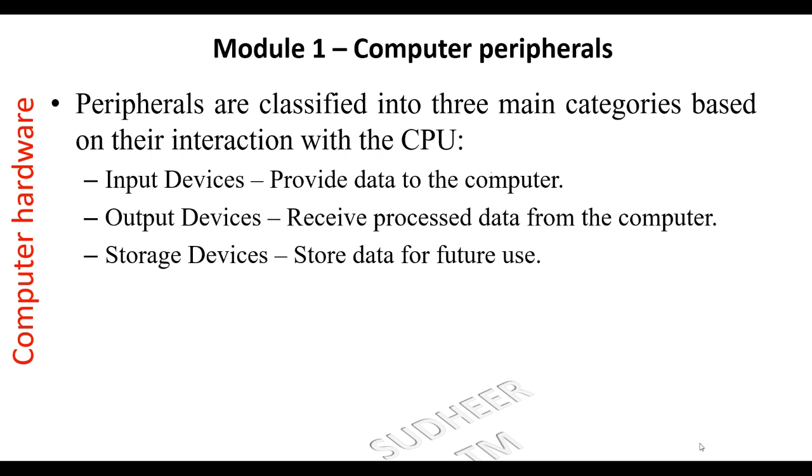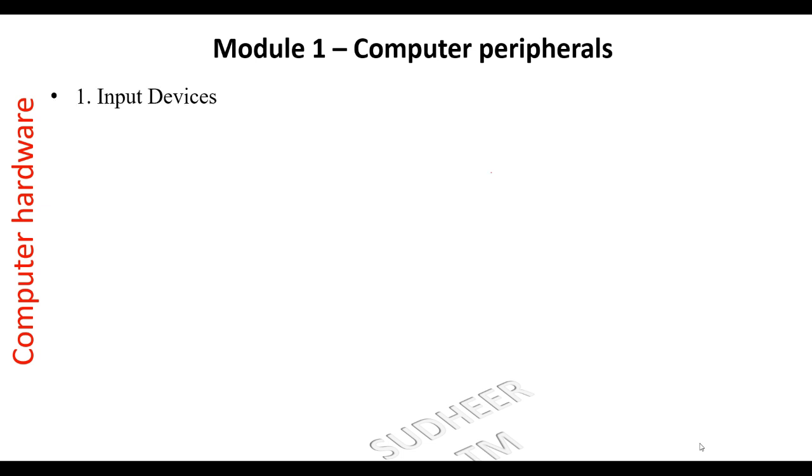Generally, we have three categories of peripheral devices. Input devices provide data to the computer. Output devices receive processed data from the computer and present the result to the user. Storage devices store the data after processing, or before processing, or store applications or any kind of data. We need storage devices. And the first category we need to discuss in detail is input devices.